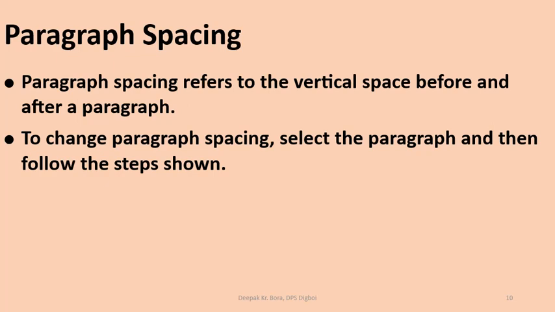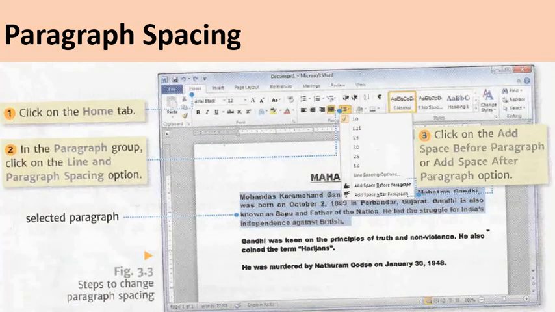Paragraph spacing. Paragraph spacing refers to the vertical space before and after a paragraph. To change paragraph spacing, select the paragraph, then follow the steps as shown. Click on the Home tab. In the Paragraph group, click on the Line and Paragraph Spacing option, and in that you can see the space before and space after the paragraph.